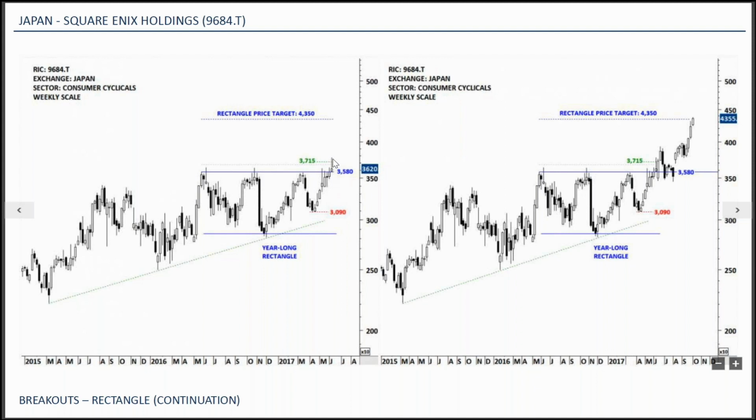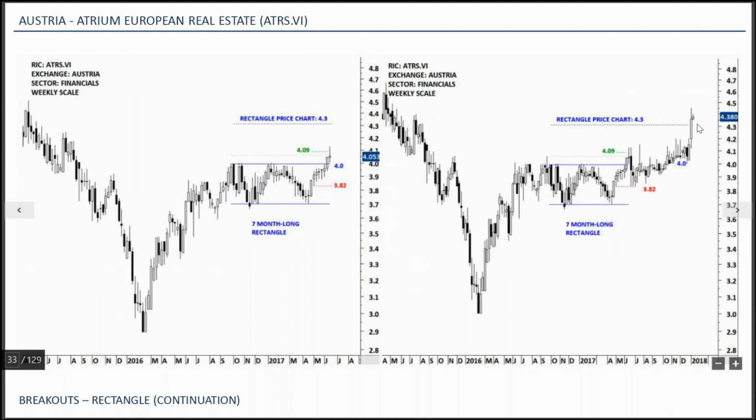So this week we're getting the signal, a pullback to the boundary, and then reaching the chart pattern price target. So the price action is pretty much the same. Sometimes we see a pullback and sometimes we don't. That is why the best opportunities come when there is a clear breakout signal.